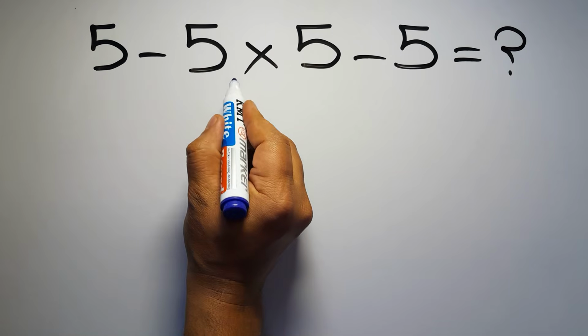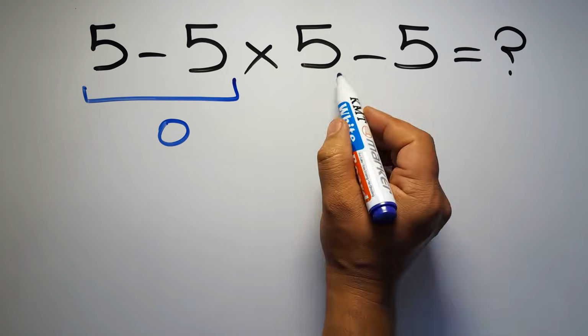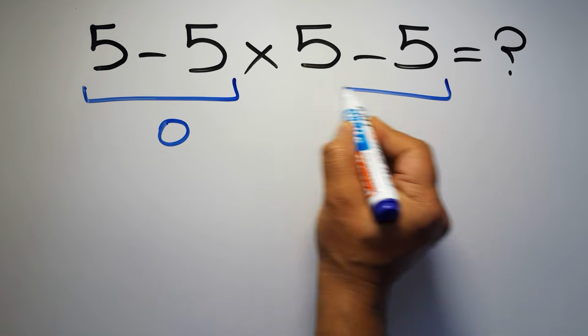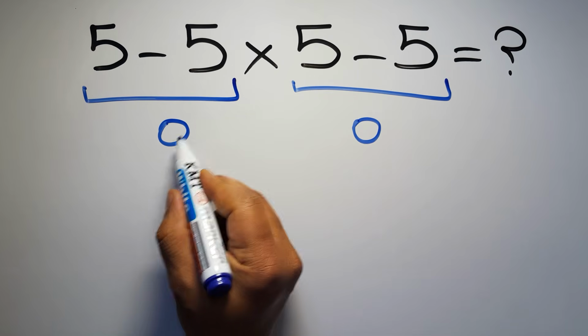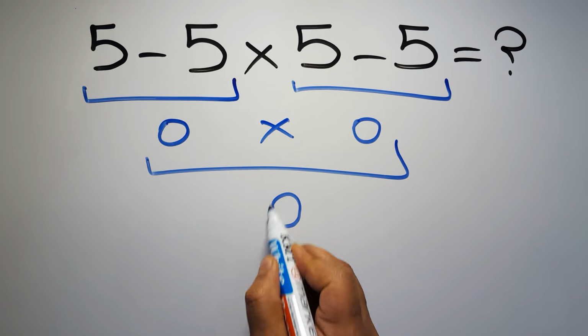5 minus 5 equals 0. And again here we have 5 minus 5. So 0 times 0 is just 0.